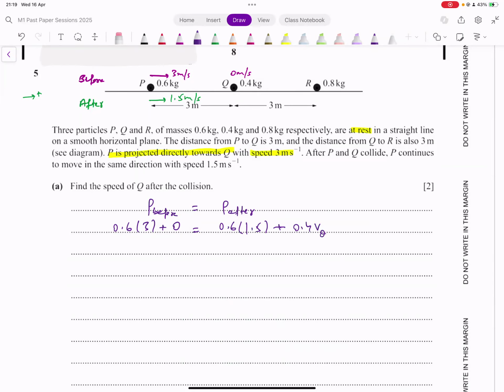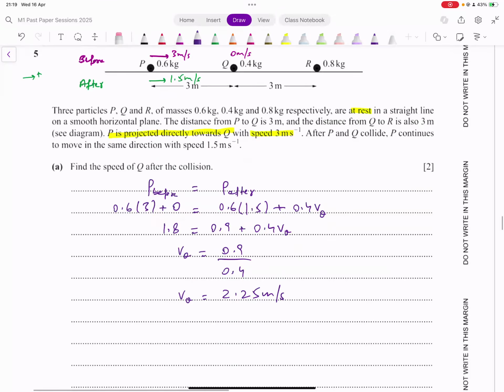You can see what that turns out to be. 3 into 0.6, that's 1.8. 1.8 equals 0.6 into 1.5, that will be 0.9 plus 0.4 VQ. VQ equals 0.9 divided by 0.4, which is 9 over 4, which is 2.25. That's the final result that we get. That's the speed of Q after collision, 2.25 meters per second. Fairly straightforward. That's all that you have to do here. Let's move on now.